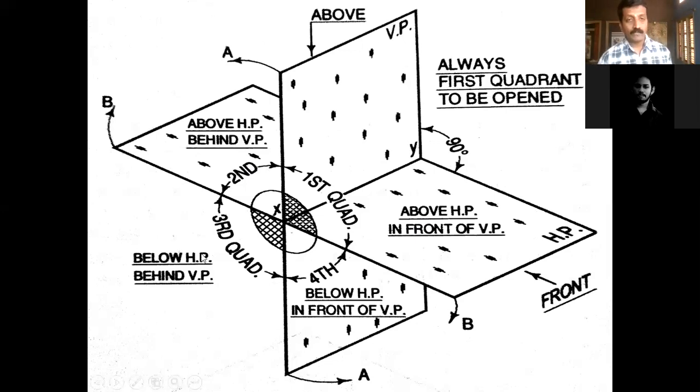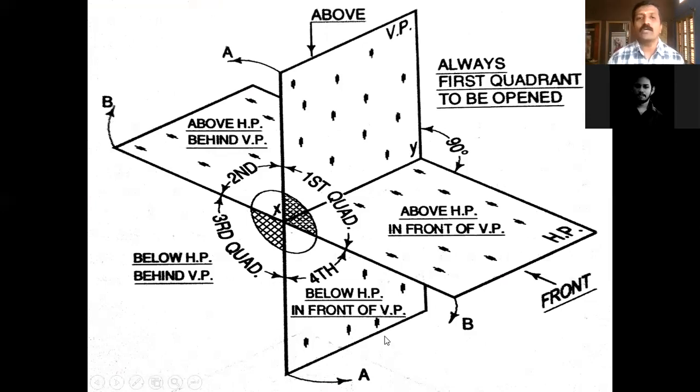And coming to the third quadrant, assume that the object is here. Look at the cursor. Now the position of this object with respect to HP and VP: it is below HP, and this distance is behind VP. Then we can call this the third quadrant. Similarly, in the fourth quadrant, the object is here, and the observer is nearer to the fourth quadrant also. So the position of the object with respect to HP and VP is below HP and in front of VP.